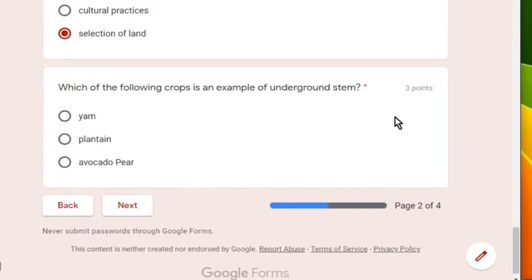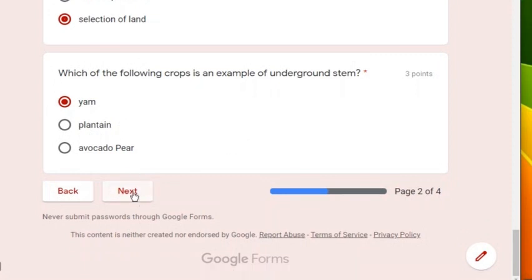Which of the following crops is an example of an underground stem? Now, yam is a stem tuber. The yam that we eat itself is actually a stem, so that is a stem tuber. Plantain is a sucker, and avocado pear is a fruit.